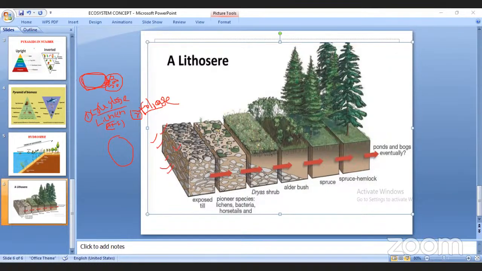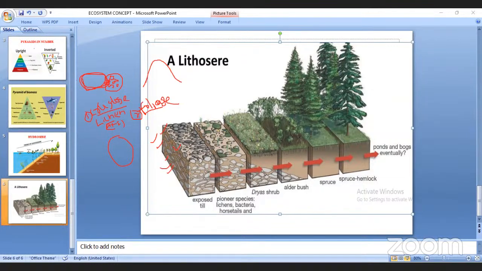During the weathering process, what happened? Due to the weathering, the rocks are completely converted into soil. Now it is completely rocks. For example, this is the mountain. Only mountains are there.